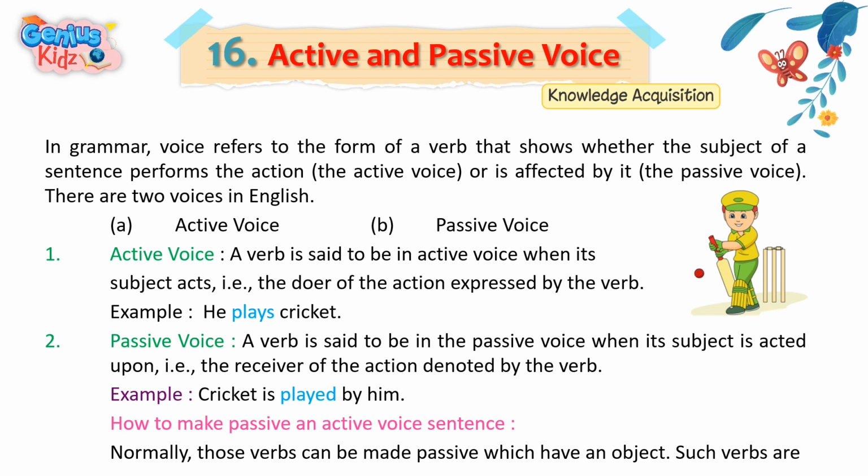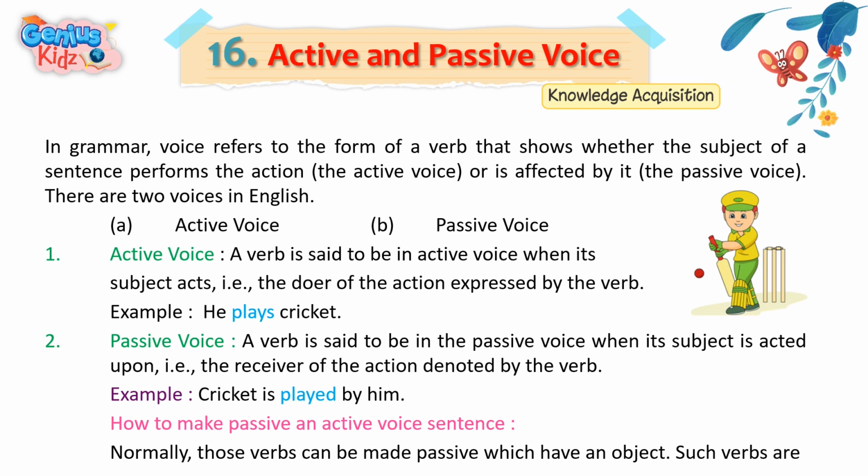Example: He plays cricket. 2. Passive voice. A verb is said to be in the passive voice when its subject is acted upon, that is, the receiver of the action denoted by the verb. Example: Cricket is played by him.